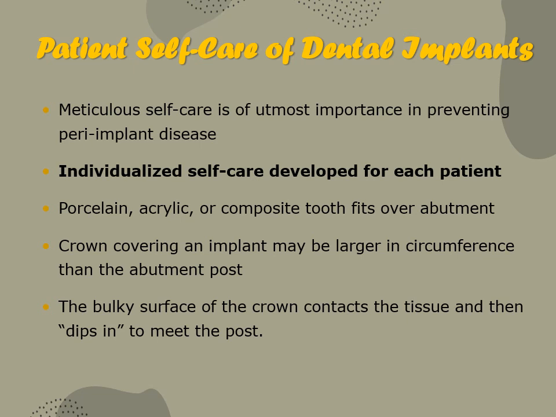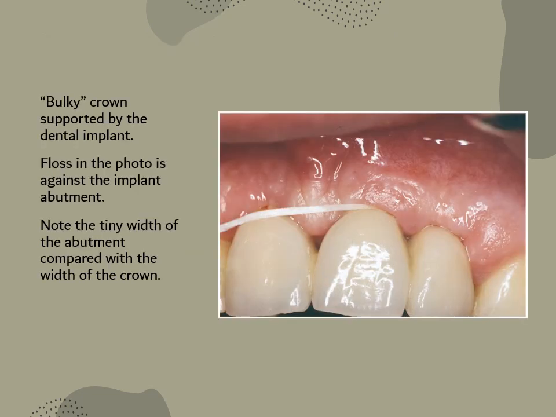So the bulky crown surface is going to contact the tooth, and then it's going to dip in where it meets the post. And you need to teach that patient how to clean that spot. It's going to look like this. So the bulky crown supported by the dental implant. Here you can see that the floss is almost to the center, right? So the floss in the photo is against the implant abutment. Note the very tiny width of the abutment compared with the width of the crown.